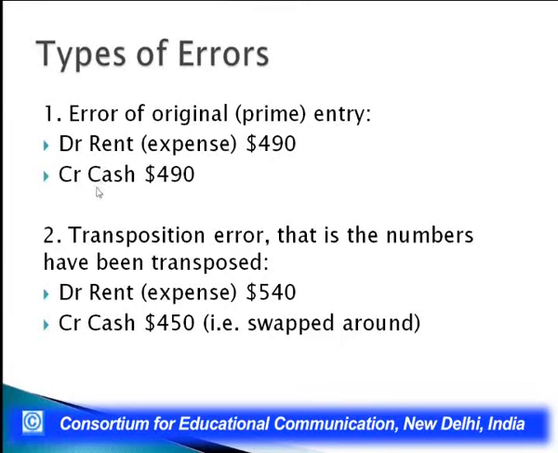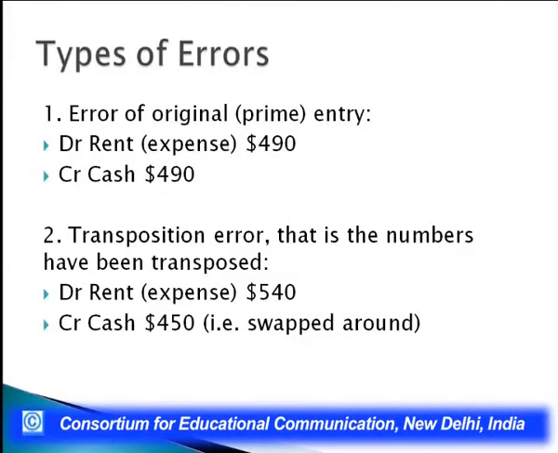So there is no mistake when it comes to the type of accounts, right? So no error in principle has been committed, applying the principles of accounting. But what kind of error has been committed? We have written an incorrect value. We have written 490 in lieu of 450, right? So this is known as the error of prime entry or original entry. This cannot be identified in the trial balance because both sides would match and you would never be able to find out, unless you carry out an analysis, that actually some mistake has been committed.